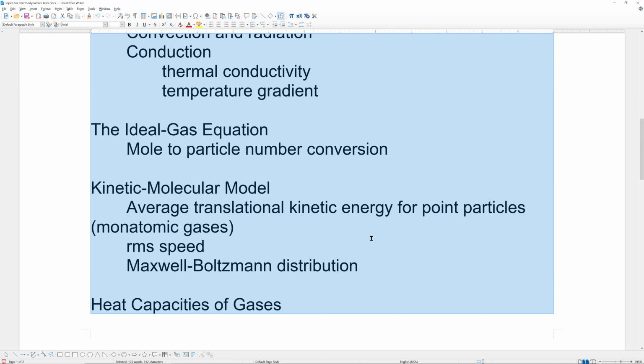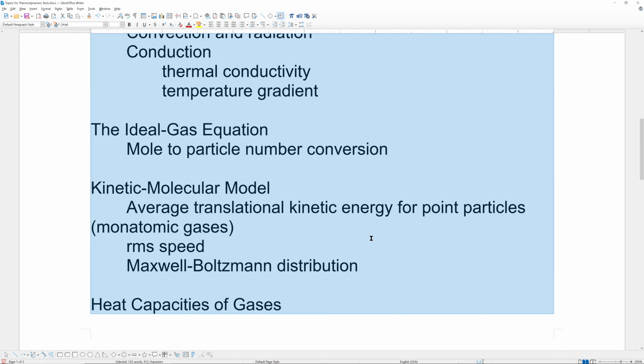Celsius to Kelvin temperature conversion. I hope you know by now that if you're given a Celsius temperature and you need the Kelvin temperature, the T in Kelvin is just the temperature in Celsius, but just the number of it, plus 273.15. And I think that formula is on the formula sheet.